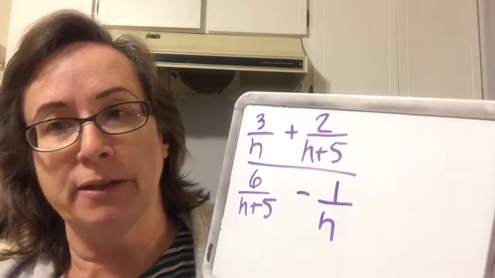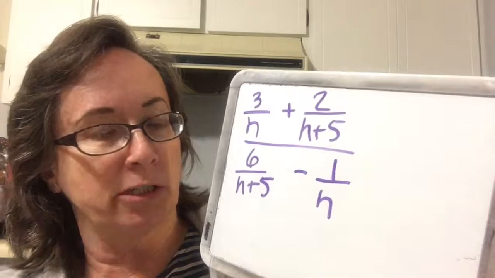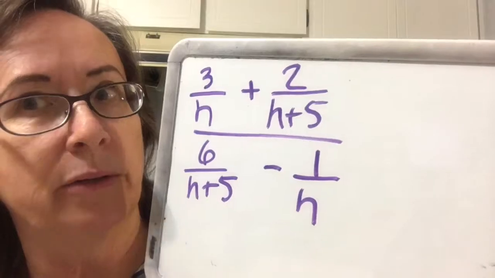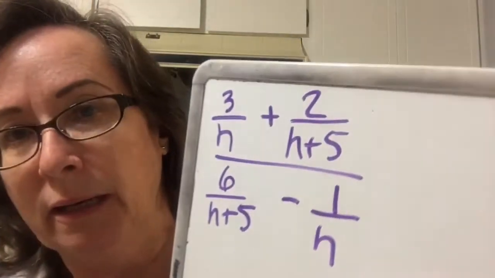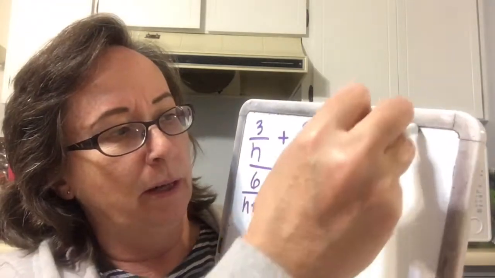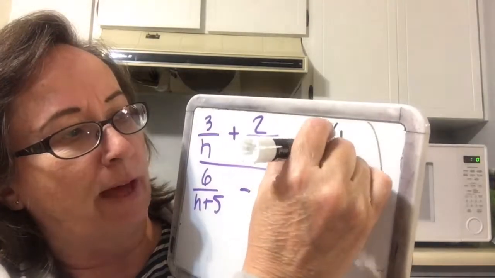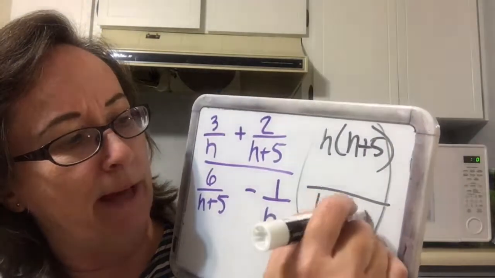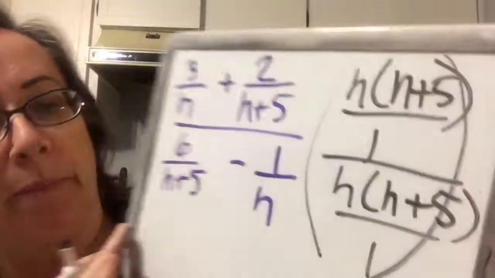This is definitely a method 2 type of problem because I've got 2 rational expressions on the top and 2 rational expressions on the bottom. Remember, I only want to use method 1 when I have 1 rational expression on the top and 1 on the bottom. So I'm going to look for my LCD and multiply through by the least common denominator, which is going to be h times h plus 5 over h times h plus 5. And I usually just put a 1 under there to help me remember.